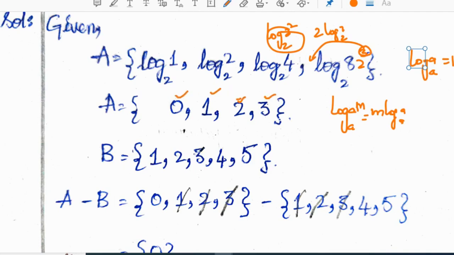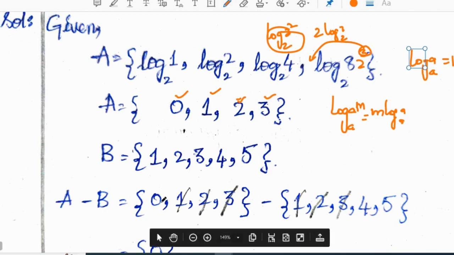B set is given as 1, 2, 3, 4, 5. So A minus B is nothing but 0, 1, 2, 3 minus 1, 2, 3, 4, 5. So cancelling the common terms, the elements in the first set alone are A minus B. So the A minus B answer is the set 0.